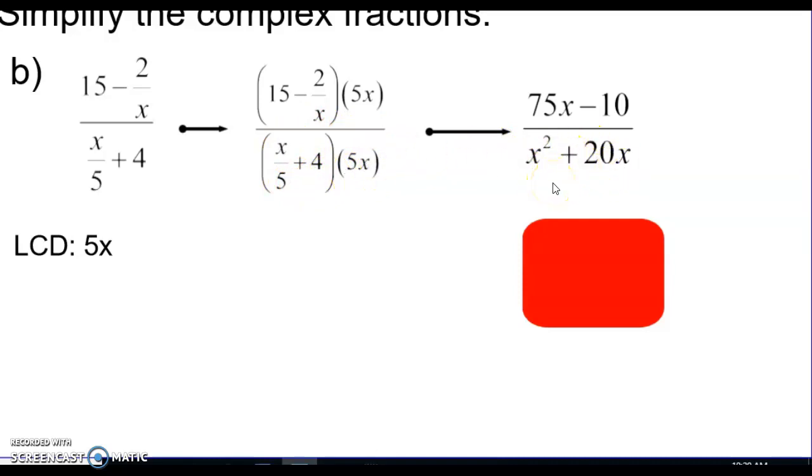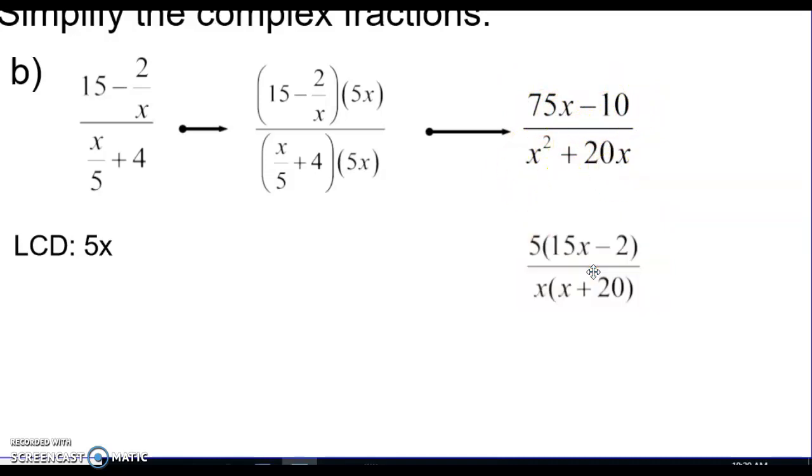And then always look to see if you can simplify some more. I do have a GCF in the numerator of 5. I do have a GCF in the denominator of x. So if you want to take those out, you can, but since these do not simplify in the end, either one of these is good for your final answer.